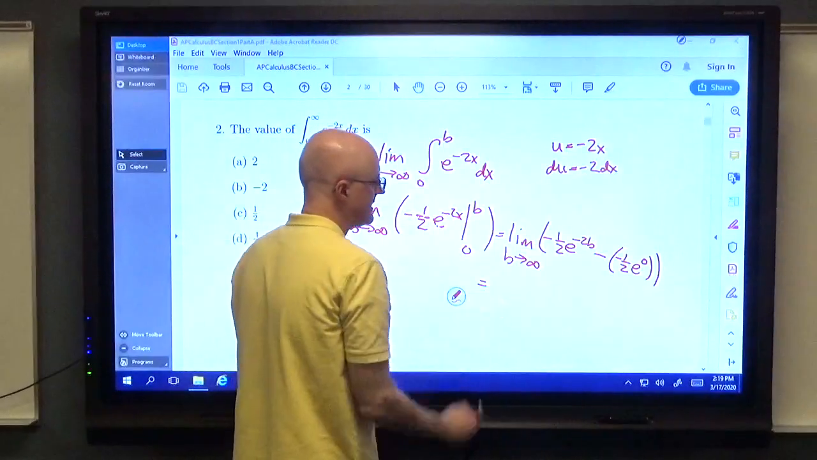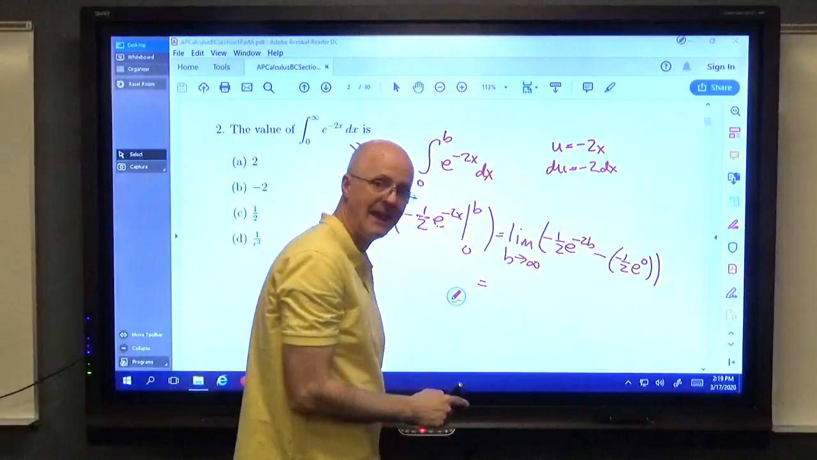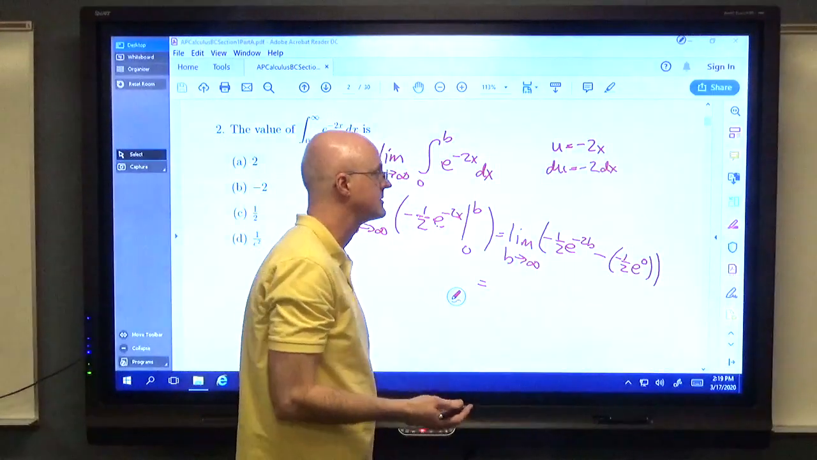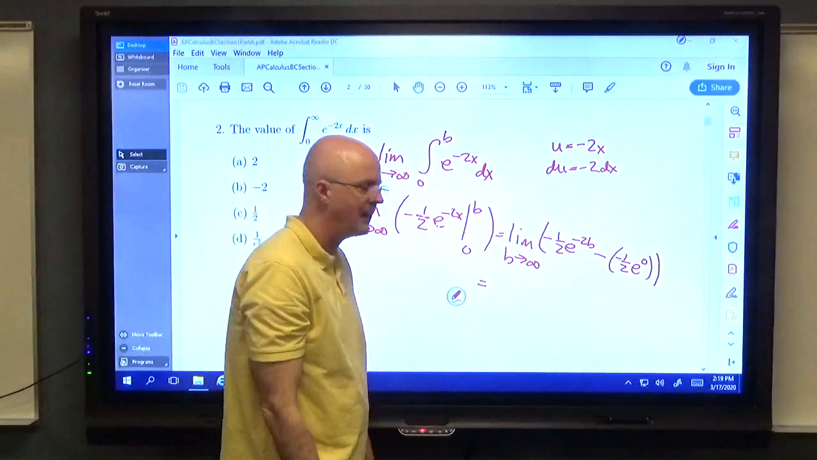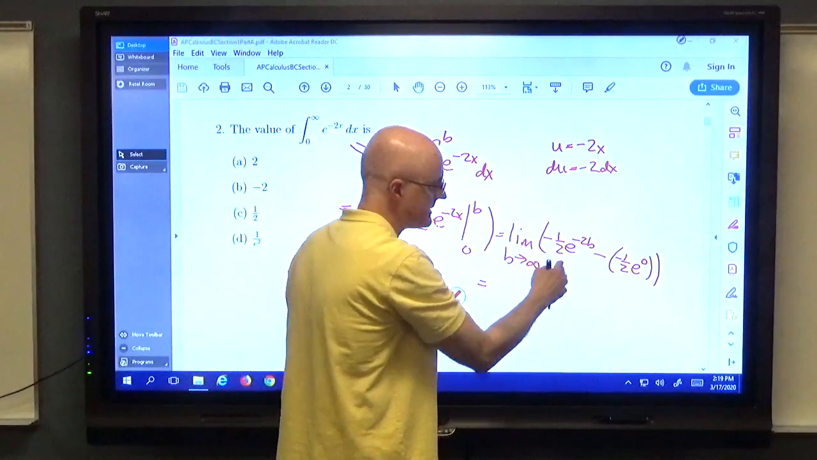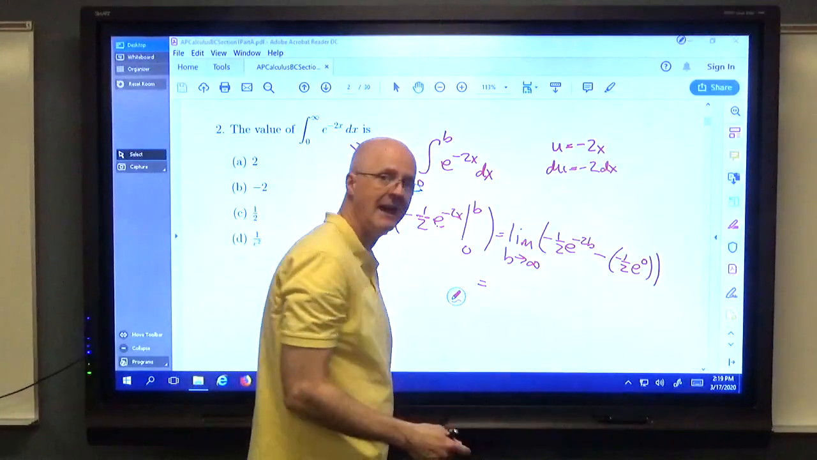Does the limit of this as b goes to infinity exist? Yes, because that term right there with the exponential decay definitely goes to 0 as b goes to infinity. Sometimes you might have a b or a b squared in front of it, and you might be wondering, if I multiply this by b or b squared, does it still go to 0? The answer would be yes when you've got this exponential decay there.